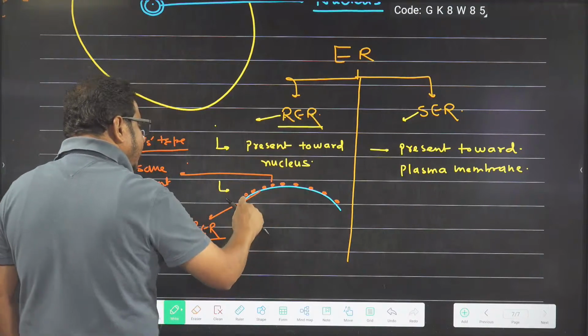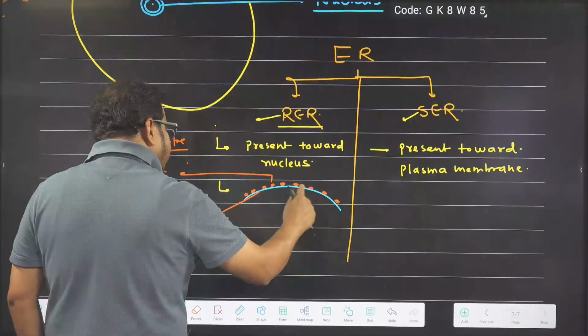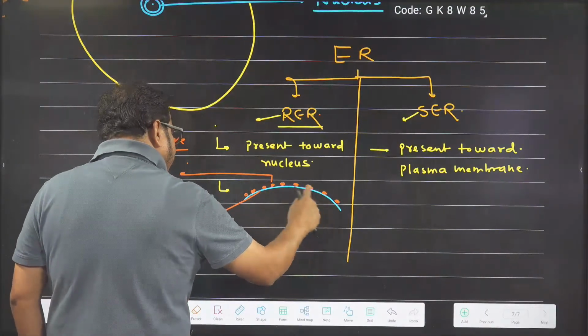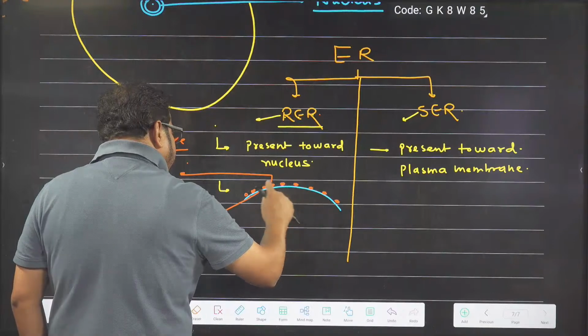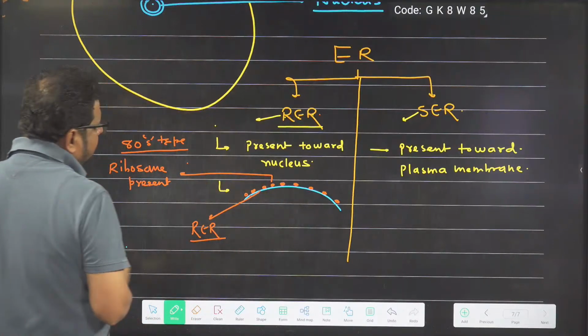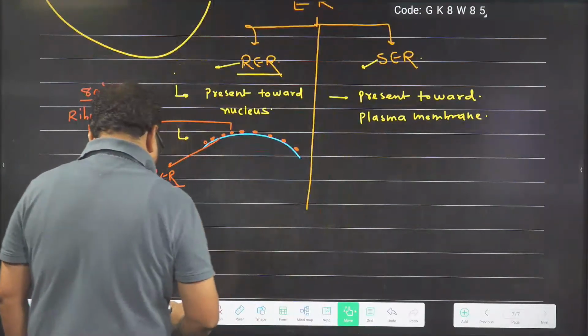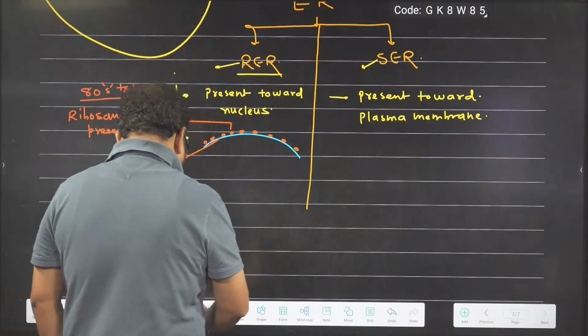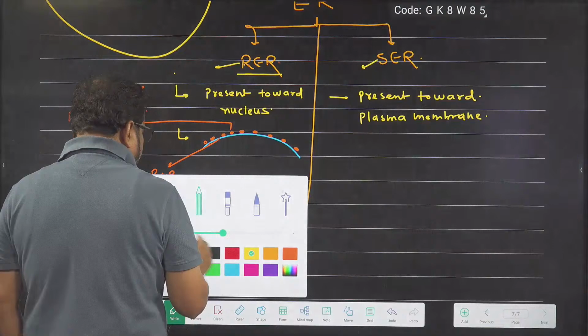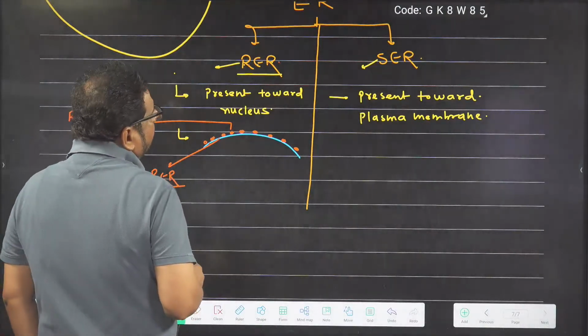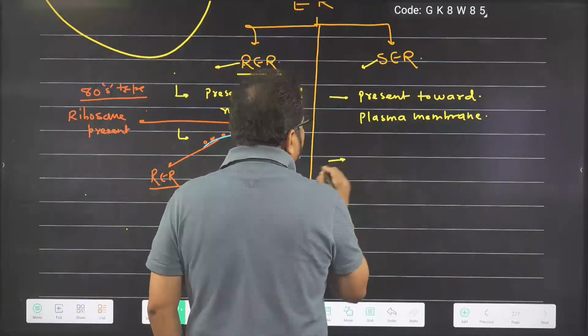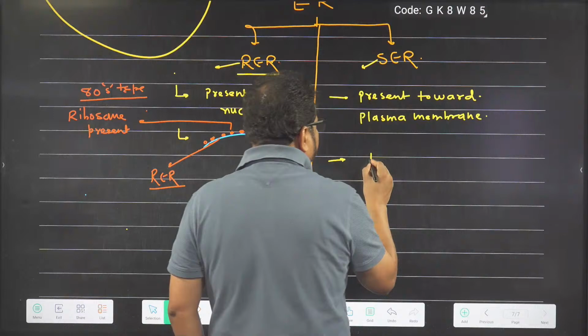endoplasmic reticulum. See, it is looking like granules and making the surface rough. So this is about the rough endoplasmic reticulum. Ribosome present on the surface of endoplasmic reticulum, then such endoplasmic reticulum is called RER. Here I am telling about the smooth endoplasmic reticulum.